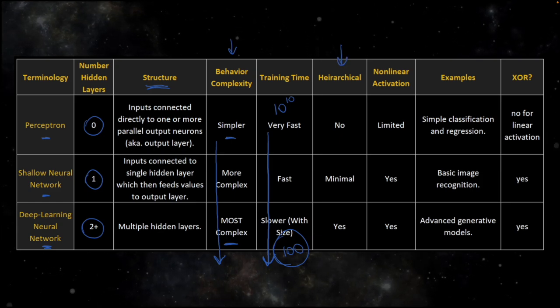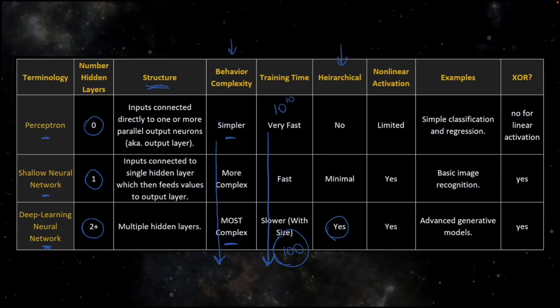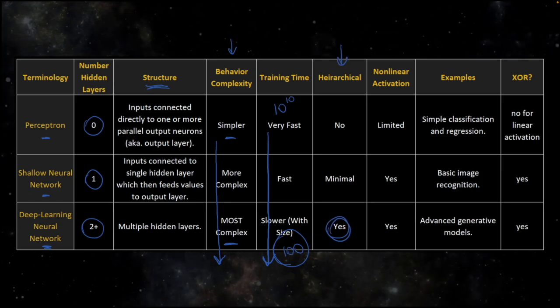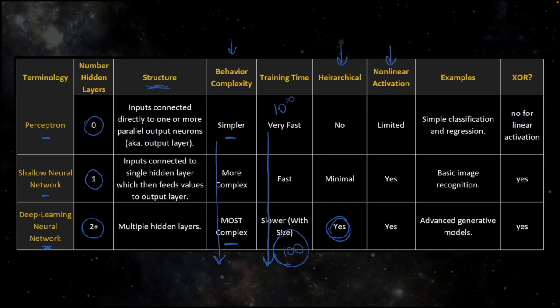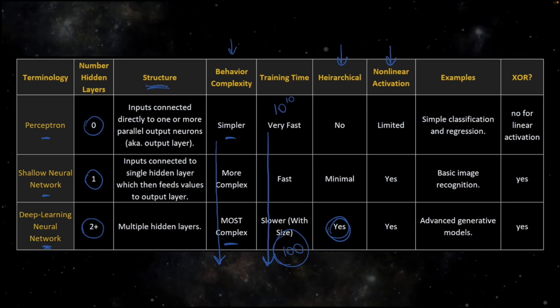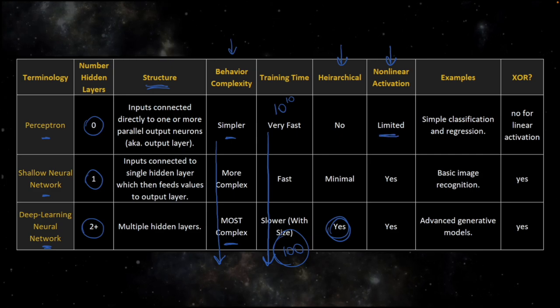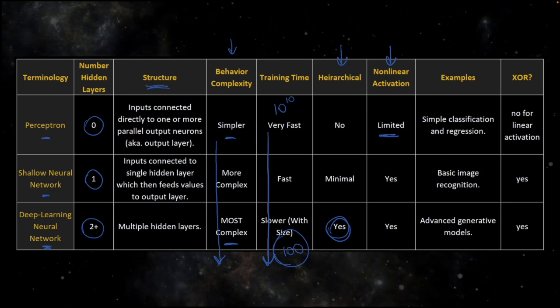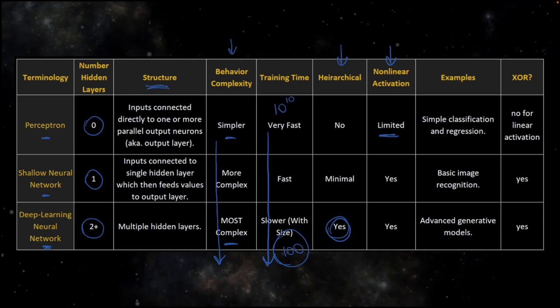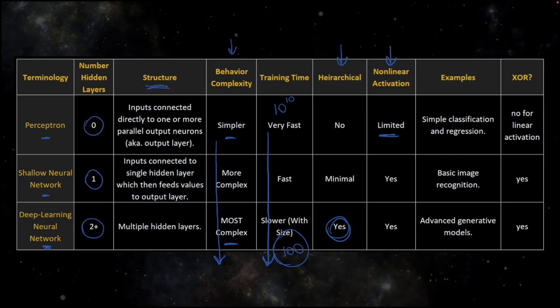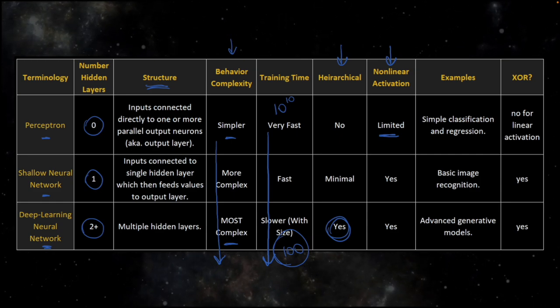Next, let's talk about its hierarchy. Obviously, the deep learning neural network is the one that is most hierarchical in nature. We're going to assume that we have nonlinear activation functions for all three of these, with the exception being the simple perceptron, with that adjective simple sometimes referring to the fact that it only employs linear activation functions. But again, that terminology varies from source to source.